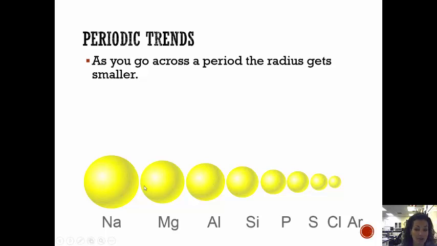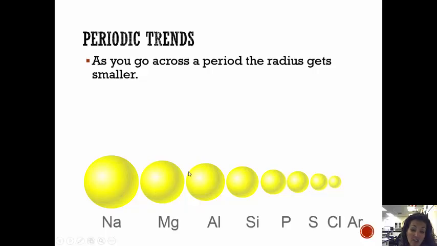As the nucleus gets stronger and stronger, it has a stronger pull on the electrons, and they therefore, in that third energy level, get closer and closer to the strong pull of the nucleus. Sodium has 11 protons, and those outer electrons are in the third energy level. Magnesium has 12 protons, but those electrons in the outermost area are still in the third energy level.